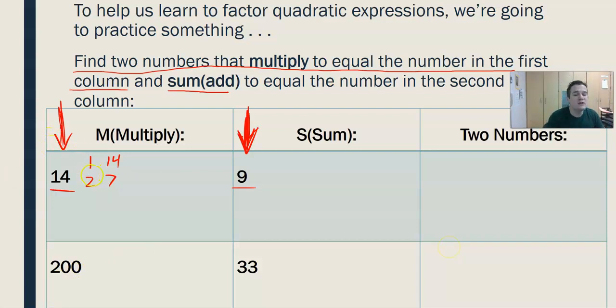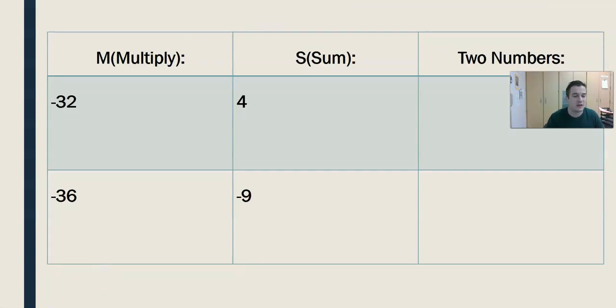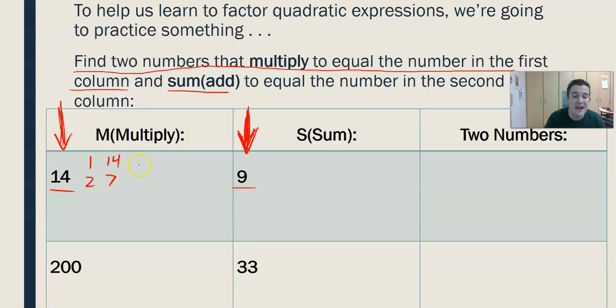Okay, those are the only sets of numbers that multiply to make 14. But wait, is it? What about negative 1 times negative 14? Or negative 2 times negative 7? Negative 1 times negative 14 is a positive 14, because a negative times a negative is a positive. Negative 2 times negative 7 is positive 14, because a negative times a negative is a positive.